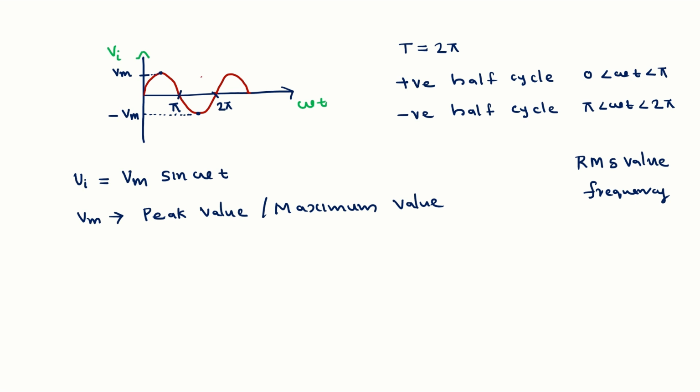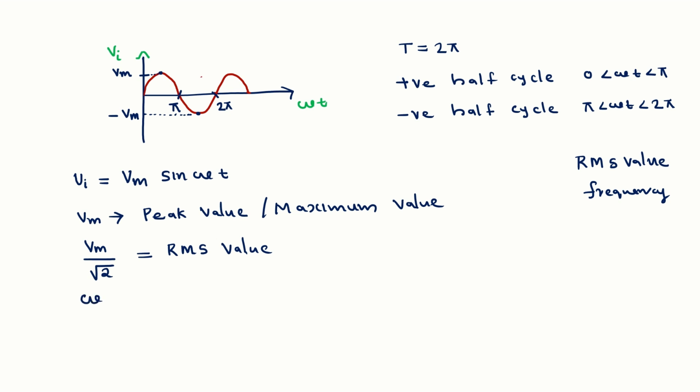So I have already stated that Vi is an AC signal. So what is the RMS value? The RMS value of a sinusoidal signal is Vm divided by root 2. This is the RMS value. RMS means root mean square value of an AC signal. The waveform looks like a sinusoidal. The RMS value of any sinusoidal signal is Vm divided by root 2, where Vm is the peak value or maximum value.